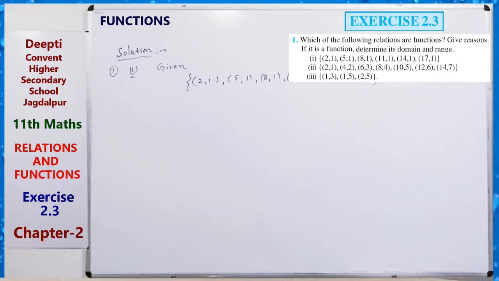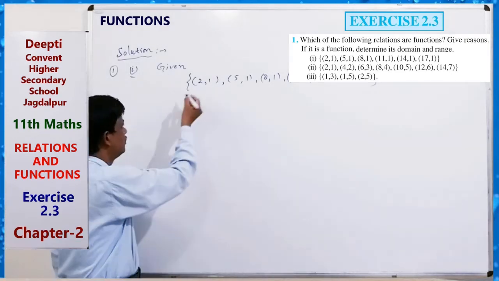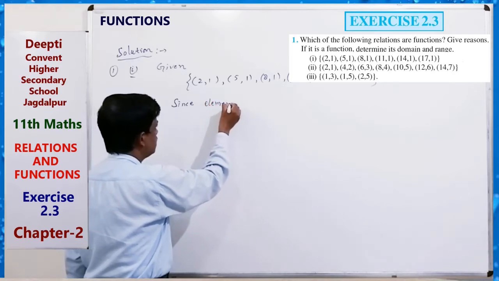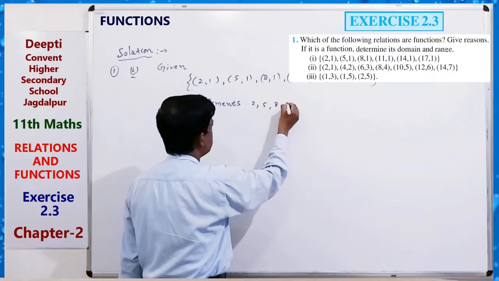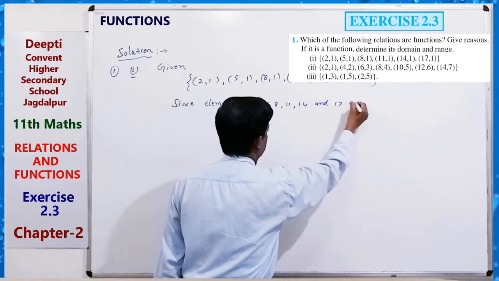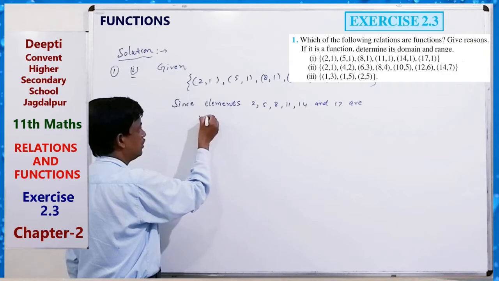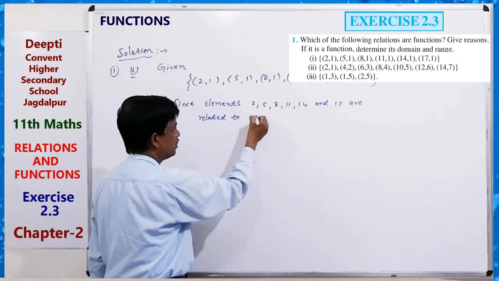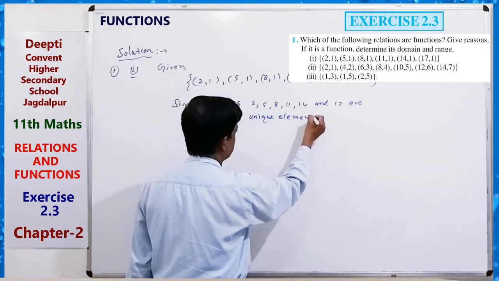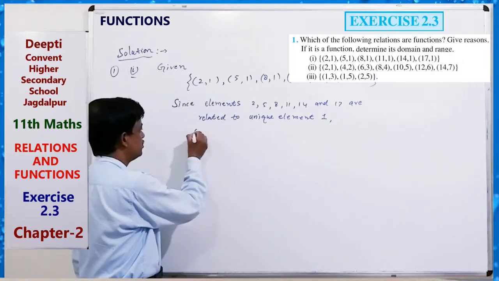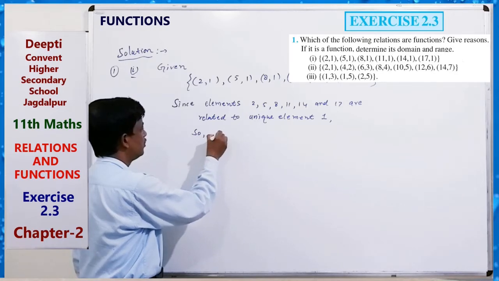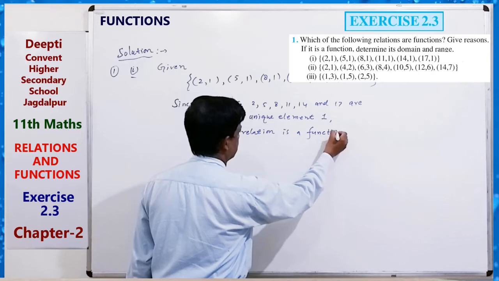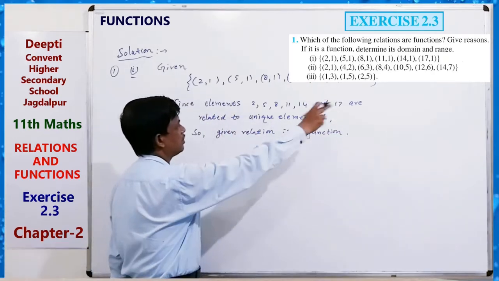So we can write: since the elements 2, 5, 8, 11, 14 and 17 are related to the unique element 1, the given relation is a function.